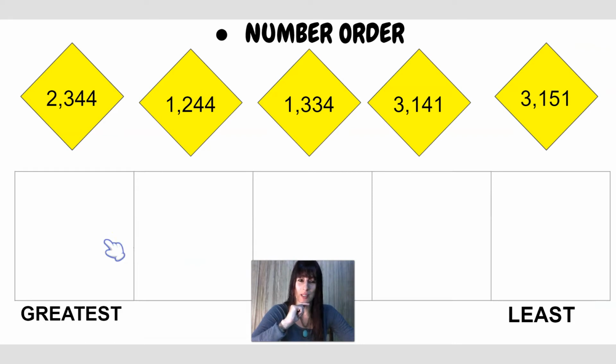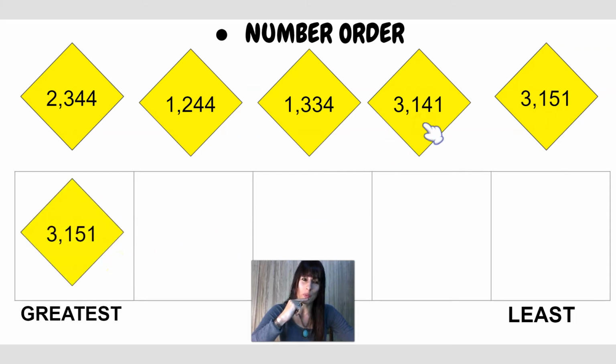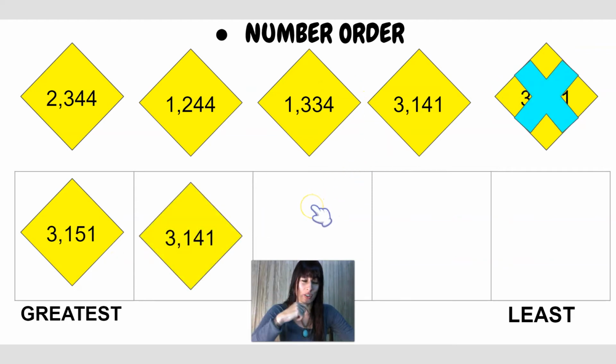Looking at the thousands place value again. I have 2 of these here that have the greatest thousands place value, but I know that one of them's gotta be greater. So I look at the hundreds place value, still the same. Let's look at the tens place value, 4 and 5. Which one is greater? This one. So we'll say 3,151 is the greatest number. And of course, this one will be the second one. Okay, always eliminate the ones that you already used. So let's check that one off.